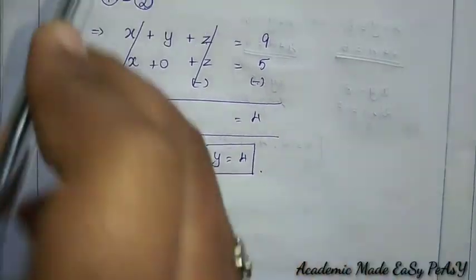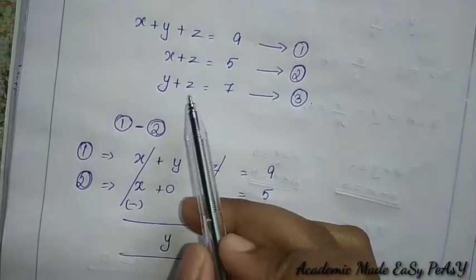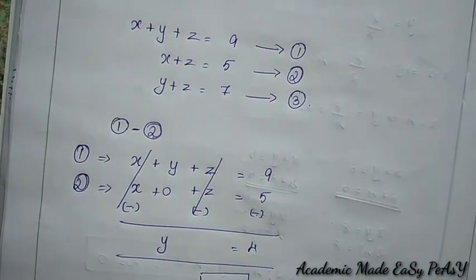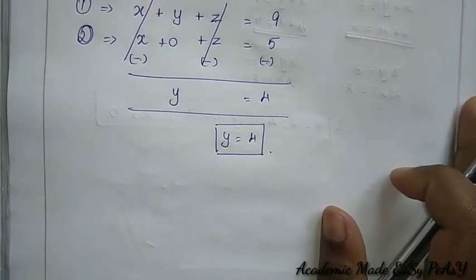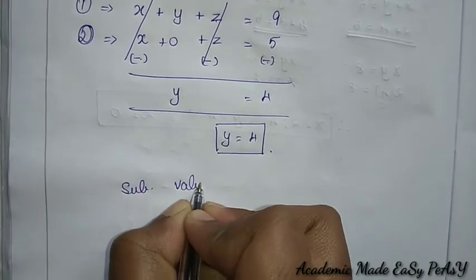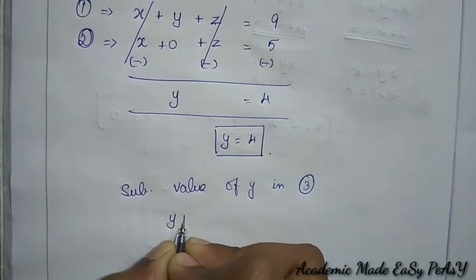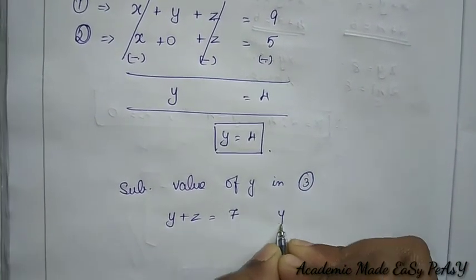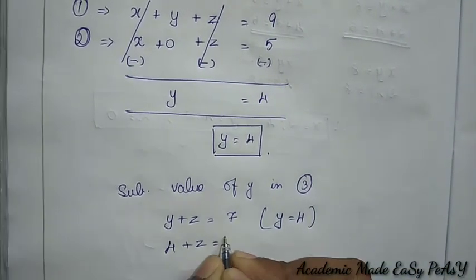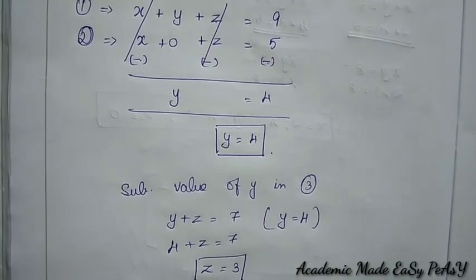So directly in the next step, I can substitute the value of y. See, here in equation 3, I have y and z alone. So I will substitute the value of y in equation 3. Substituting the value of y in equation 3, we get y plus z is equal to 7. Since y is equal to 4, 4 plus z is equal to 7, so z is equal to 3. So this is the answer for z.